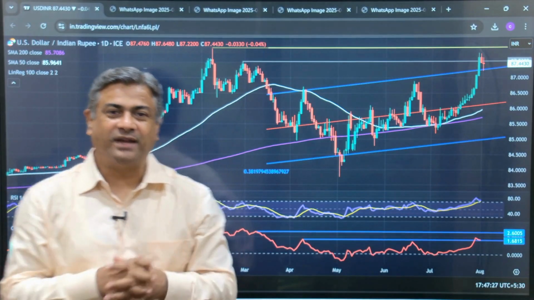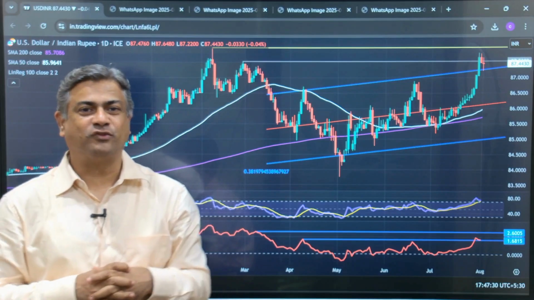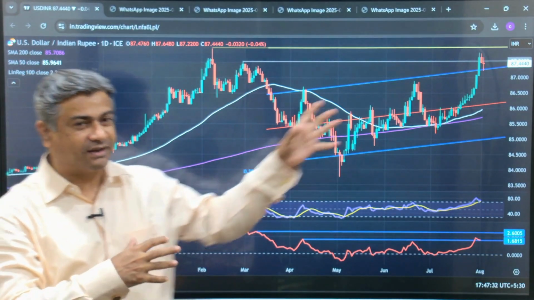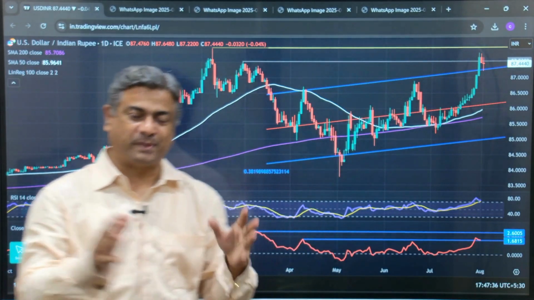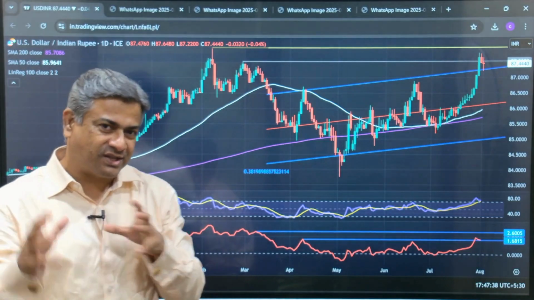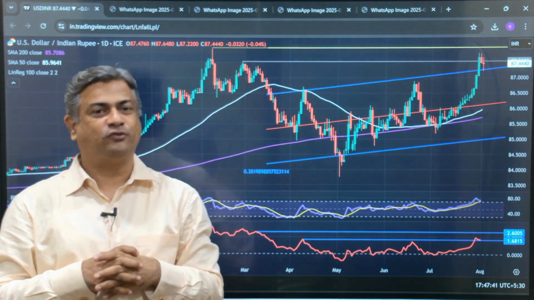Good evening, everyone. A lot of excitement is happening in foreign exchange markets. The rupee has suddenly weakened from 85.50 to 87.50 in a span of one month. So let's try and dissect what to do in such volatile times.